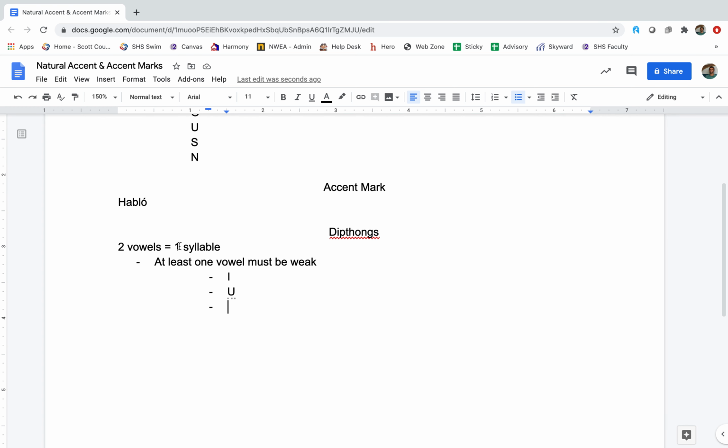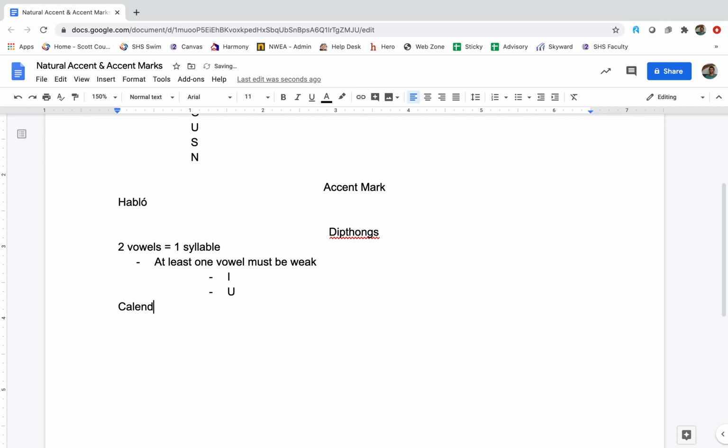So two vowels coming together to make one syllable. These are two vowels that are right next to each other, no consonants in between them. And they will come together to make one sound, one syllable. So let's look at some examples here.